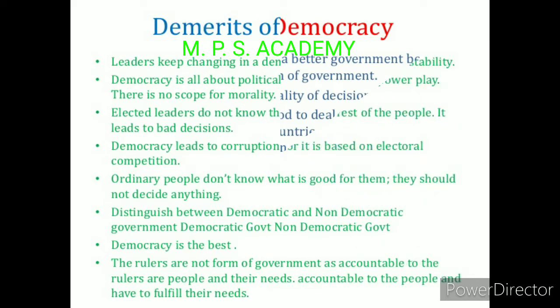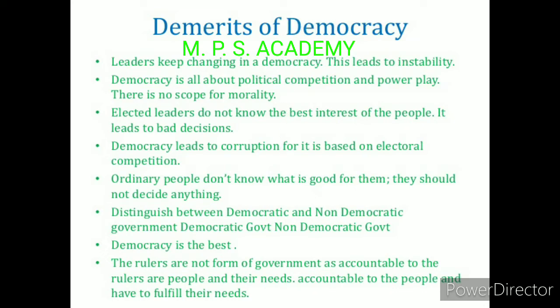Okay. Now, what is the demerit of democracy? So, the first demerit is that the leaders keep changing in a democracy, and this leads to instability. Democracy is all about political competition and power play, and there is no scope for morality.